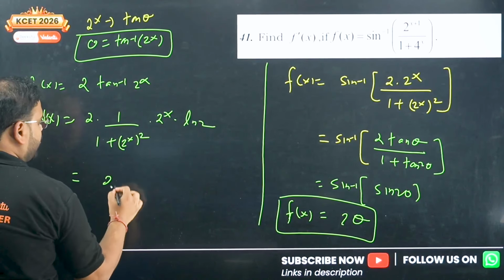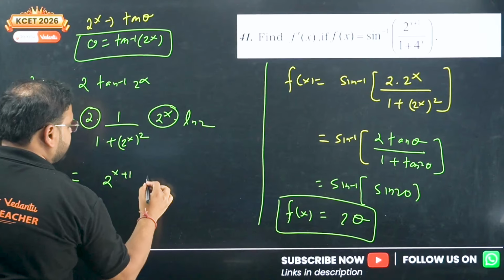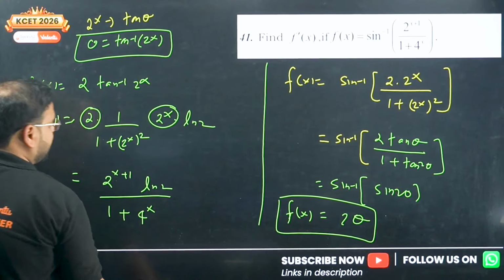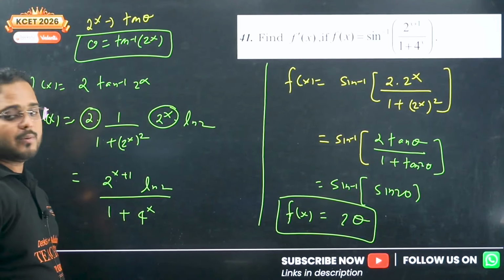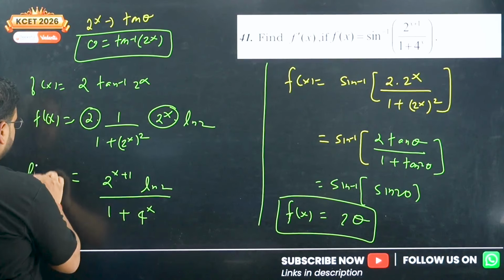So it will become what? 2 power x into 2. So 2 power x plus 1 ln 2 divided by 1 plus 4 power x. 2 power x the square is nothing but 4 power x. This is my value of derivative, sir. This right here is the value of derivative. Please check. Okay, done. Have a look.